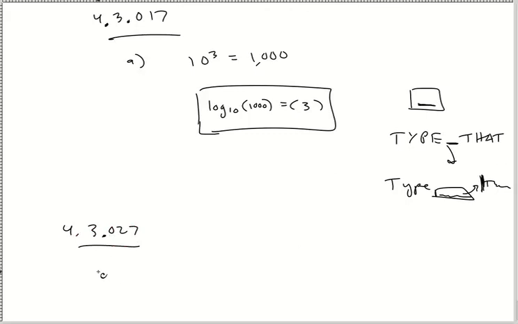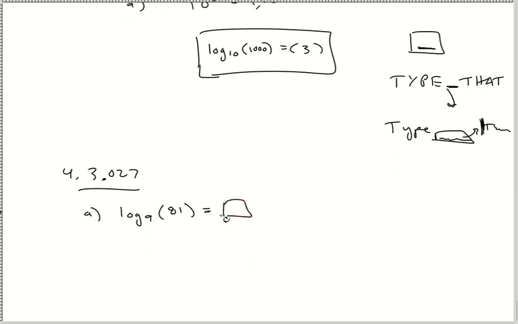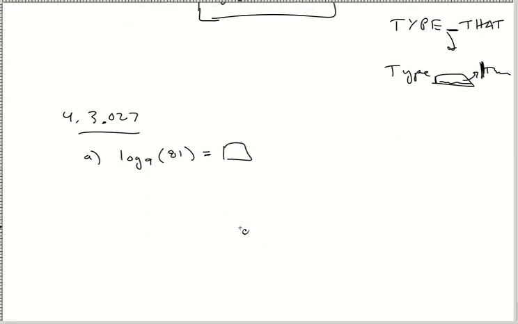43027. So I got A is equal to log base 9. I want to make sure you're seeing that. That's a 9, not an A, of 81 equal to blank. And we got 3 of these. I'm just going to do them in succession here. So I want to rewrite this in exponential form. So I got a base of 9, top of the tower, off the island.